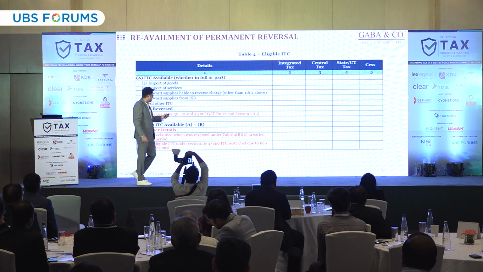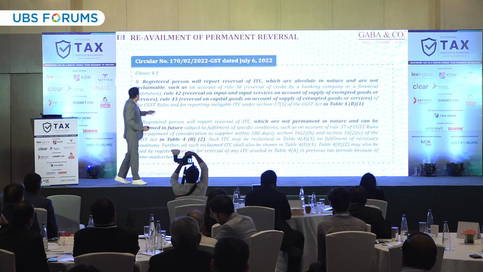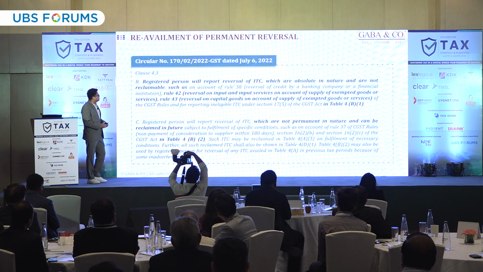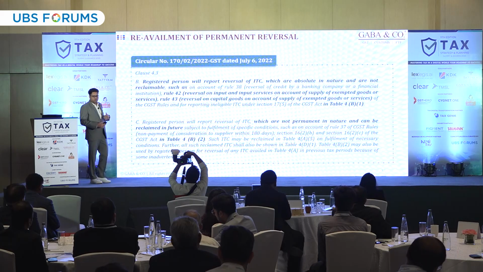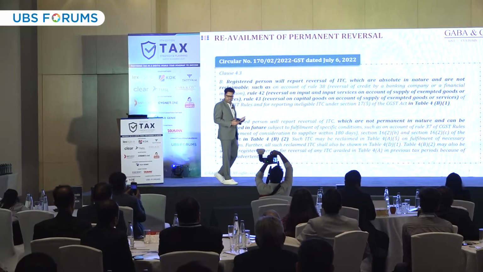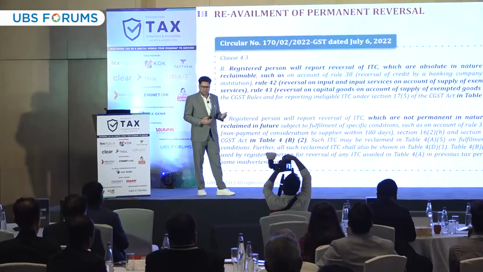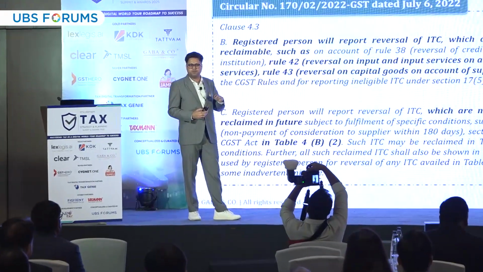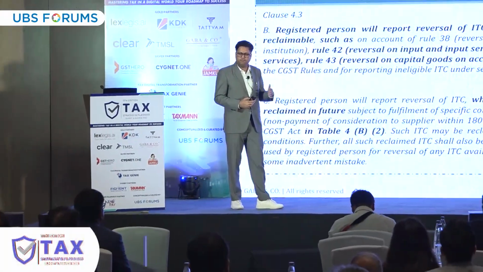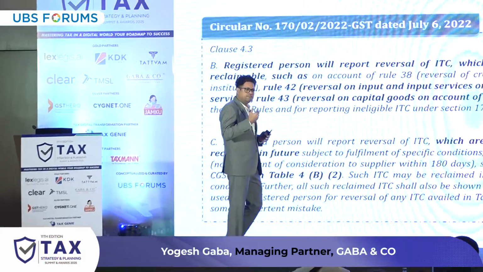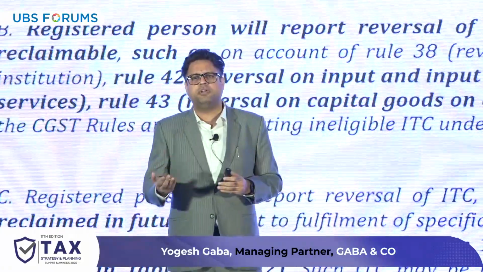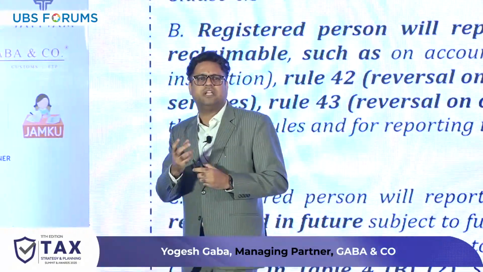Because the circular is very clear on this. They released the circular after this format saying the registered person will report reversal of ITC which is absolute in nature and not reclaimable, such as Rule 38, Rule 42, Rule 43, in 4B1. The registered person will report reversal of ITC which is not permanent in nature and can be reclaimed in 4B2. So once you have made a claim that it is your permanent reversal under 17(5), how would you be able to reclaim that? I just wanted to understand your thought process.